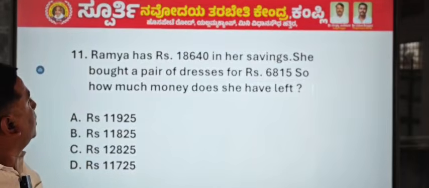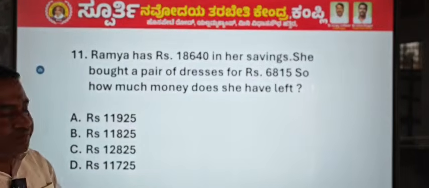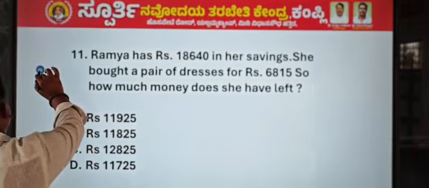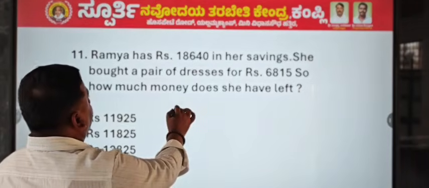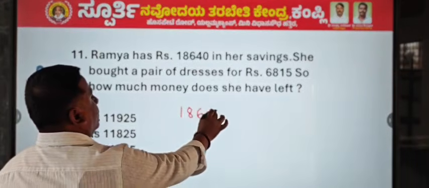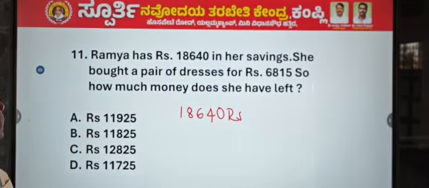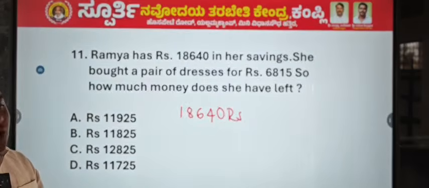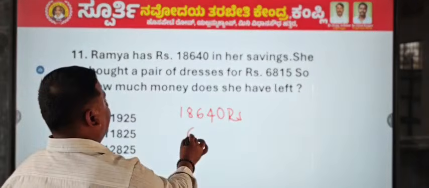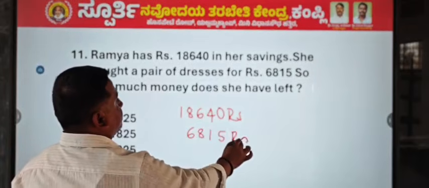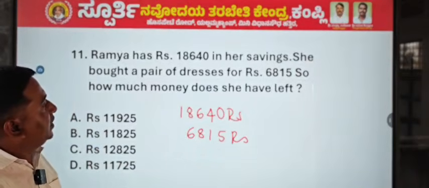Ramya has rupees 18,640. What she has to do? She bought a pair of dresses for how much rupees? 6,815 rupees. So what are they asking in the question? How much money does she have left?